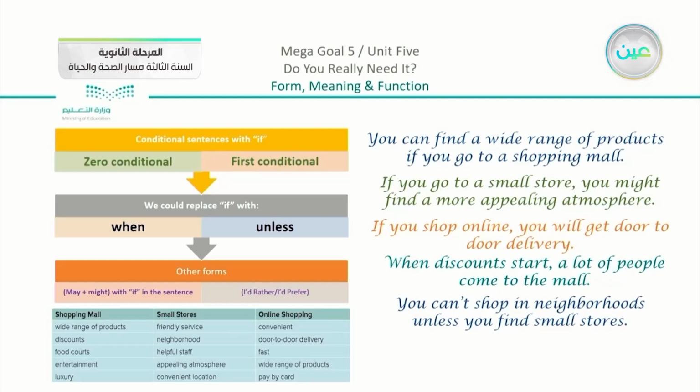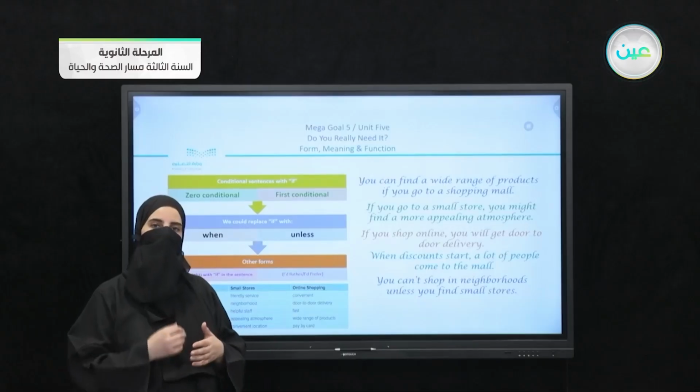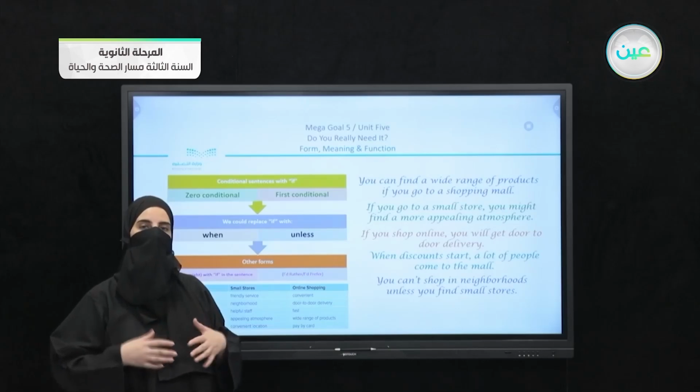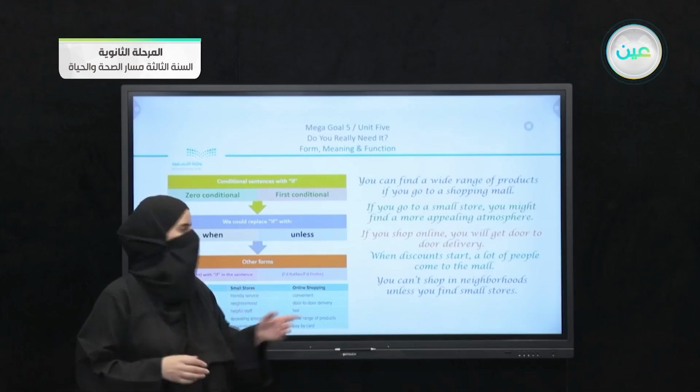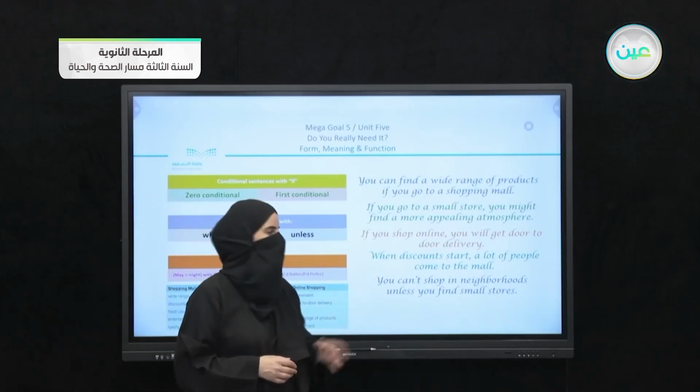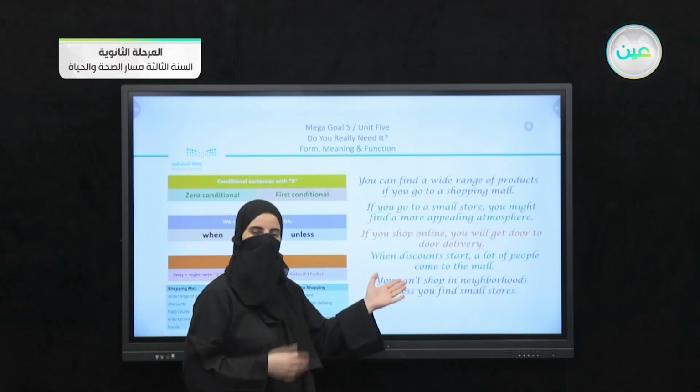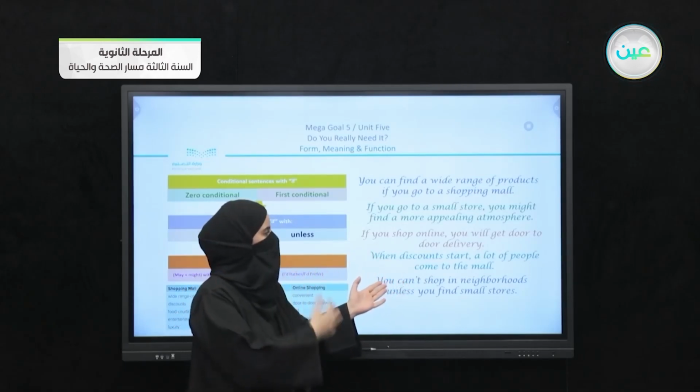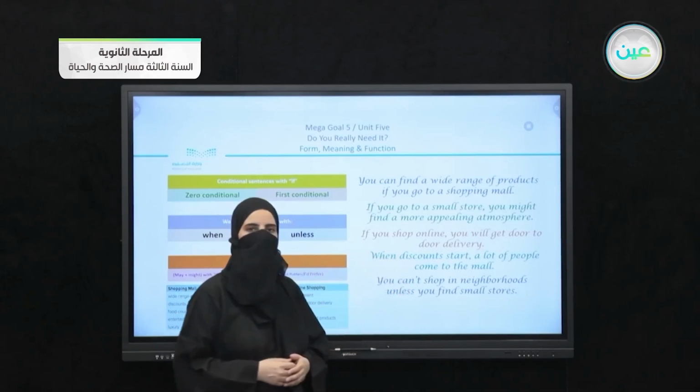We have the first conditional sentence using will. After that, we replaced if with when in the sentence. So it's the same idea, but we replaced if with when. We have the clause at the very beginning, and there is the comma. So we have when discounts start. This is the dependent clause, completing a lot of people come to the mall.